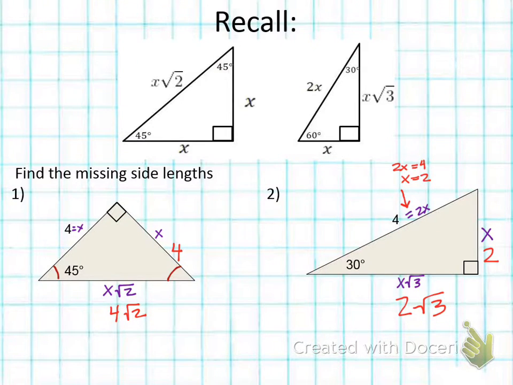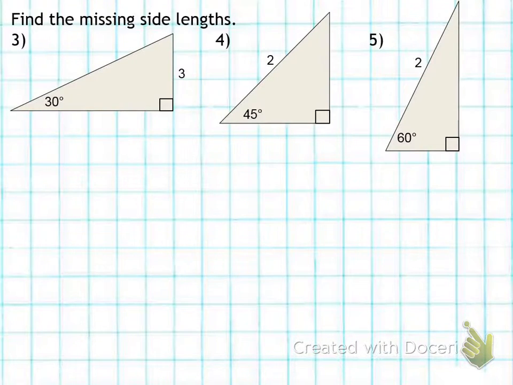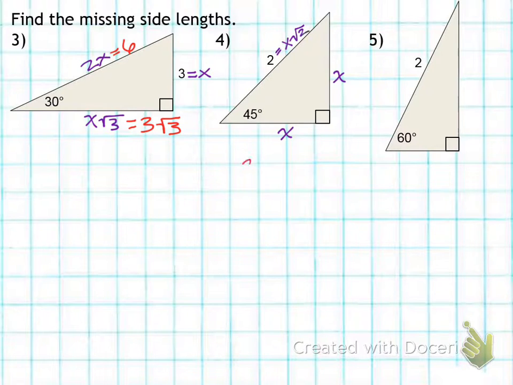Okay, so moving on to some more examples of these. In a 30, 60, 90, what if I have a short leg of 3? Well, that's just x. The hypotenuse is 2x, and the longer leg is x root 3, so this must equal 6, and this must equal 3 root 3. Okay, over here we have x, and x root 2. That means that 2 is equal to x root 2.